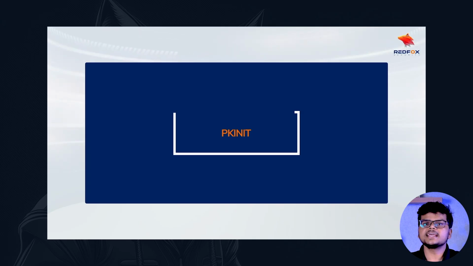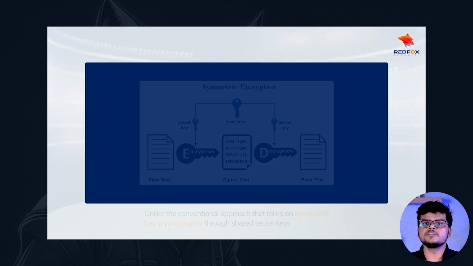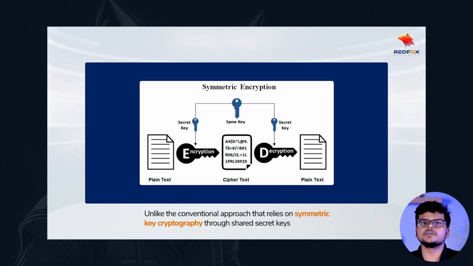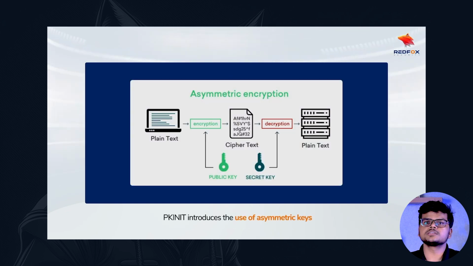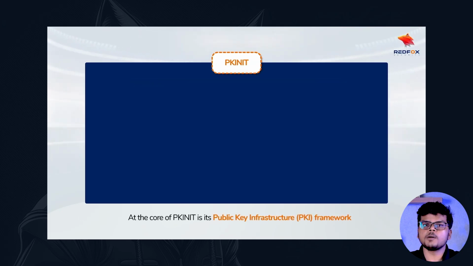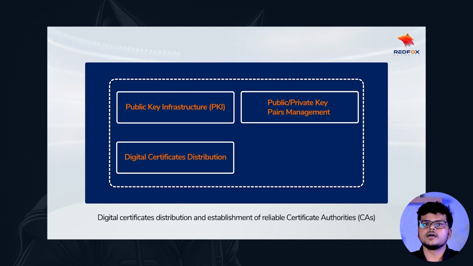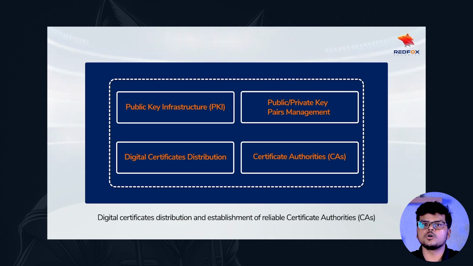PKINIT, Public Key Cryptography for Initial Authentication, commonly referred to as PKINIT, represents a major advancement in Kerberos authentication. Unlike the conventional approach that relies on symmetric key cryptography through shared keys, PKINIT introduces the use of asymmetric keys, bringing the robust security feature of public key cryptography into the initial authentication phase. At the core of PKINIT is its public key infrastructure framework, comprising public-private key pair management, digital certificate distribution, and establishment of reliable certificate authorities.